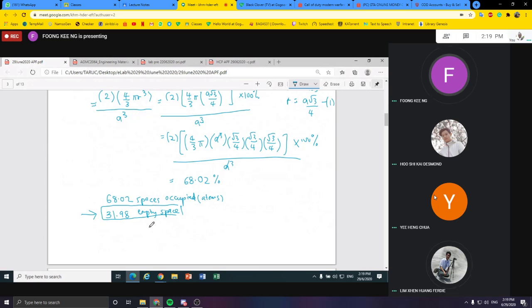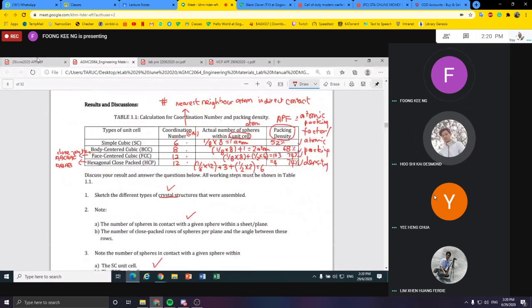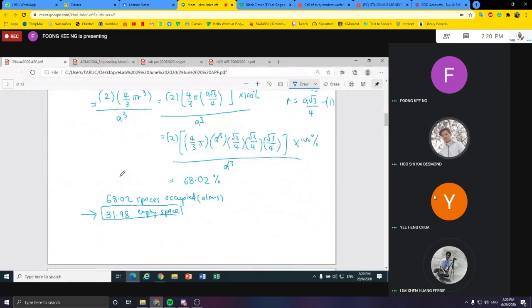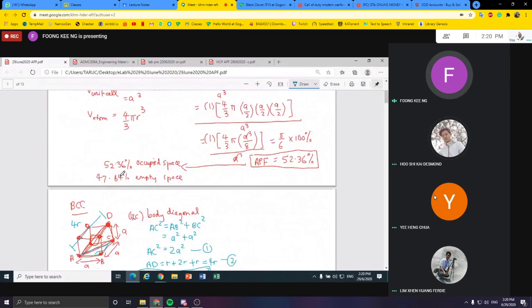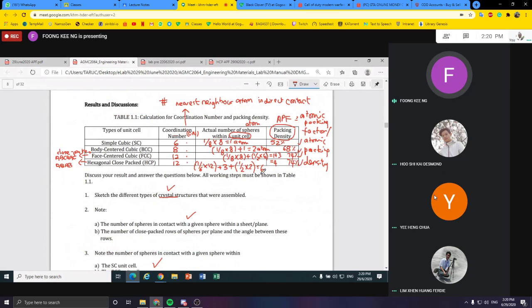Follow up, extra. Yes. And just now, about the empty space, one is lower, one is higher. This one, I asked you, is 52% occupied considered high? You guys say yeah, high. But then you find that FCC and HCP are even higher. 74% is occupied by atoms.